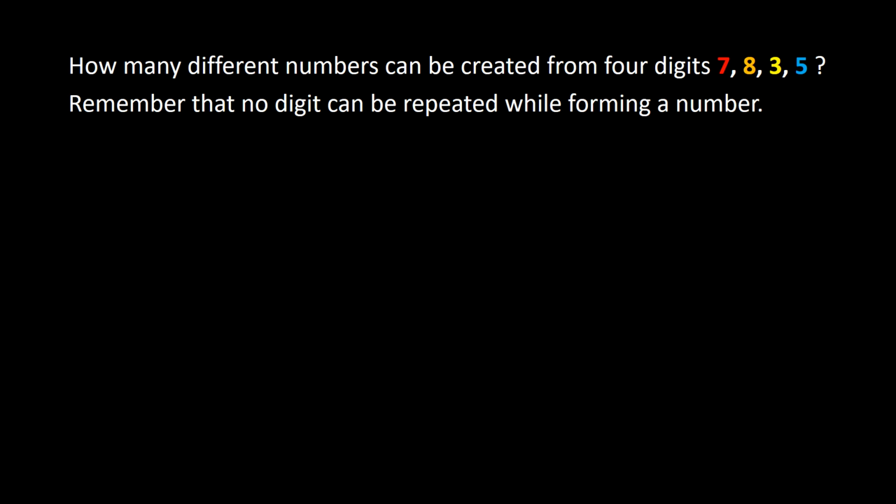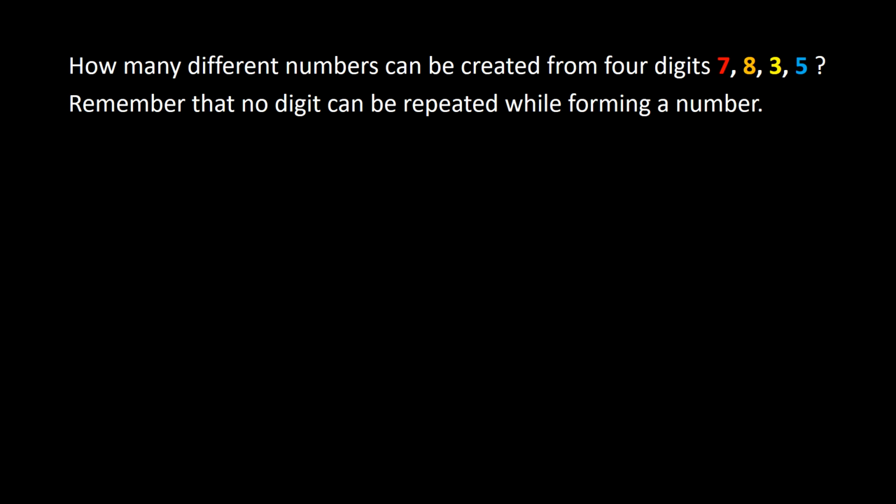How many different numbers can be created from 4 digits 7, 8, 3 and 5? Remember that no digit can be repeated while forming the numbers, which means that a single digit can be used only once. Now we are given 4 digits and we have to form the numbers from out of these digits without repeating any one of them. So this implies that the numbers which can be formed from these digits can start with any of these 4 digits. So let us first start with the first digit, that is 7.